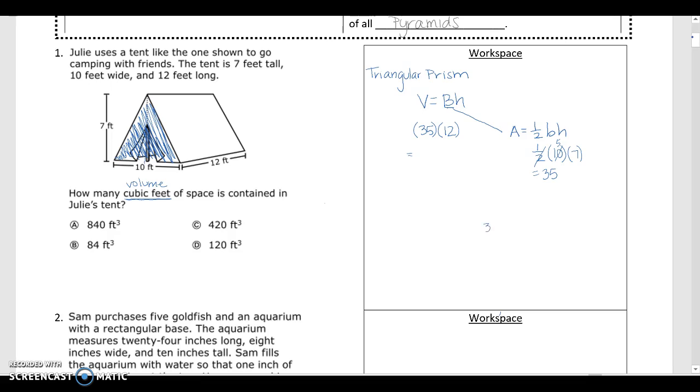So I'm going to go ahead and multiply 35 times 12. 2 times 5 is 10, 2 times 3 is 6, plus 1 is 7, put it 0. 1 times 5 is 5, 1 times 3 is 3, add it up: 0, 5 plus 7 is 12, 3 plus 1 is 4. So I have 420 cubic feet, or feet cubed. So my answer would be C.